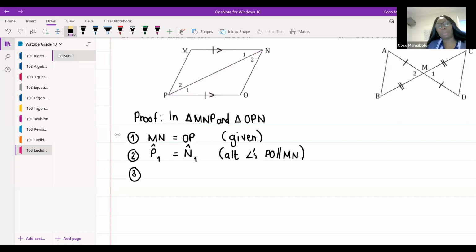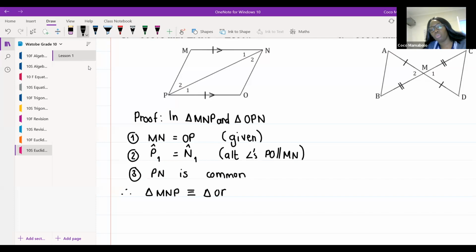All right, I'm going to go with Akiwa's suggestion because Akiwa is spot on. PN is common. It's common in both. Okay, it's common. Therefore, triangle MNP is congruent to triangle OE.